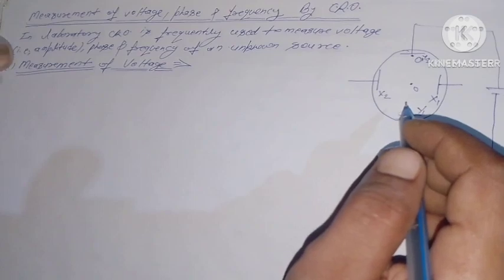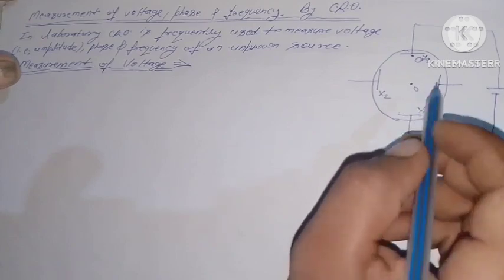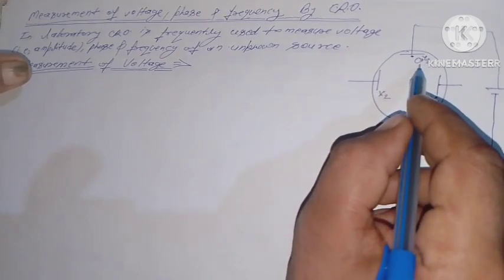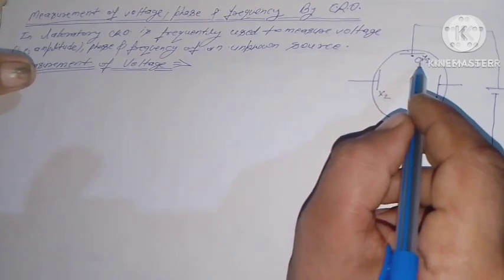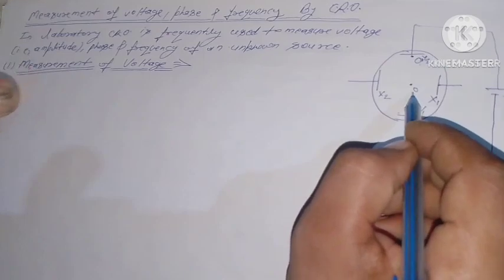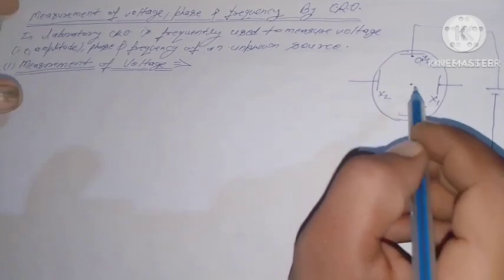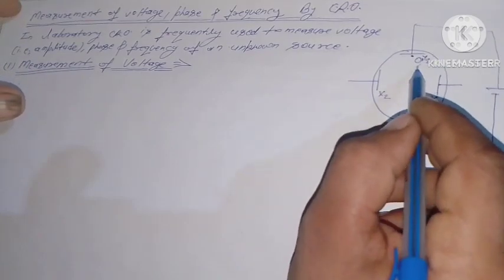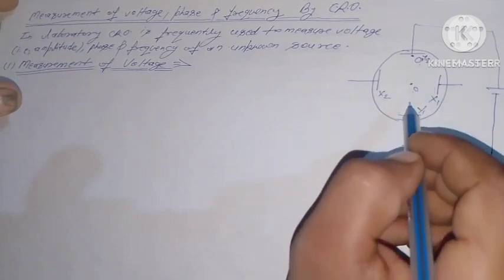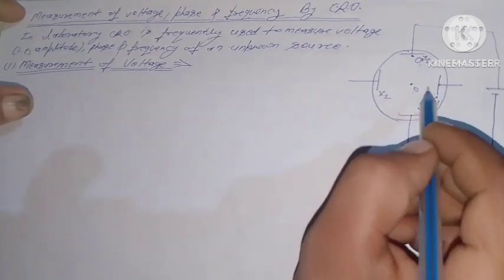If the spot of light is displaced towards the positive plate Y2 and appears at O dash instead of O, the displacement of the spot O dash is directly proportional to the applied voltage.